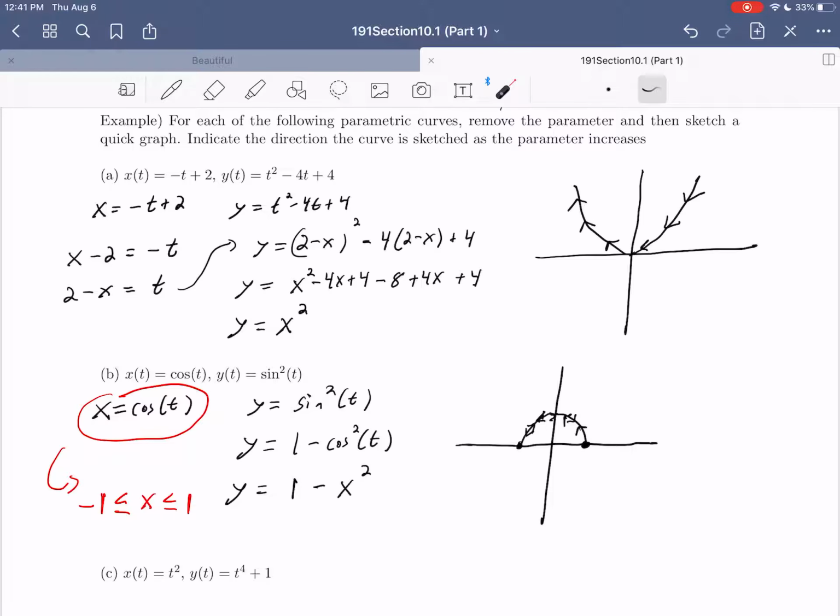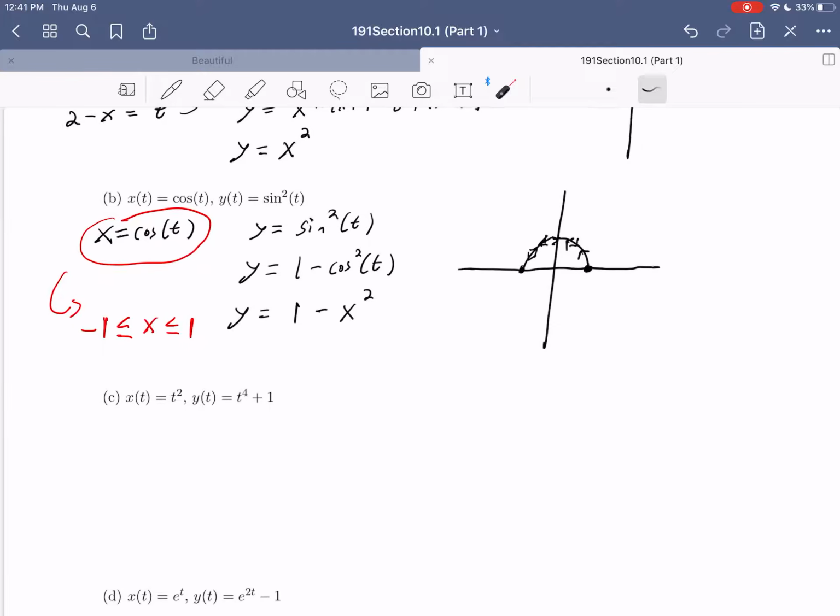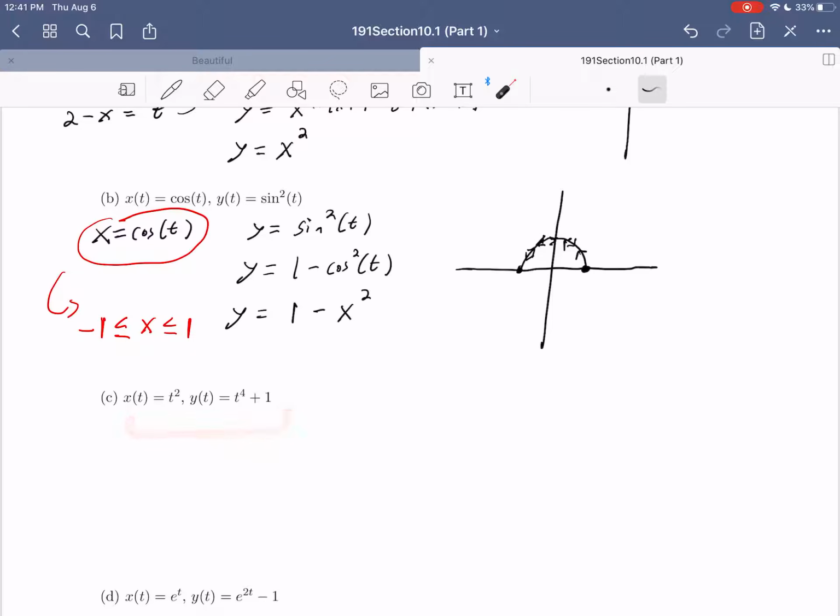Okay, let's take a look at another one. So here we have x of t is t squared, y of t is t to the 4th plus 1. Let's see if we can use a similar sort of trick here. Obviously, we could try to solve for t by square rooting x, but square rooting is one of those sort of risky things because it's only a partial inverse on the positive side. So let's be a little careful with that.